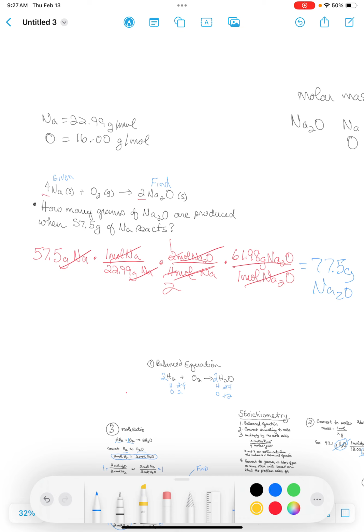Let me do this better. The units are always 1, always 1. This has to cancel with this, this has to cancel with this, and this has to cancel with this. That's really ugly, that's not a highlighter. Anyway, you get the idea.